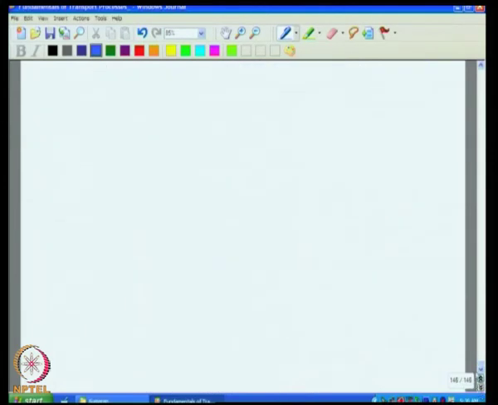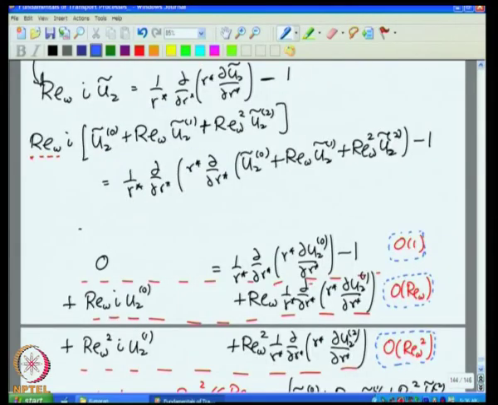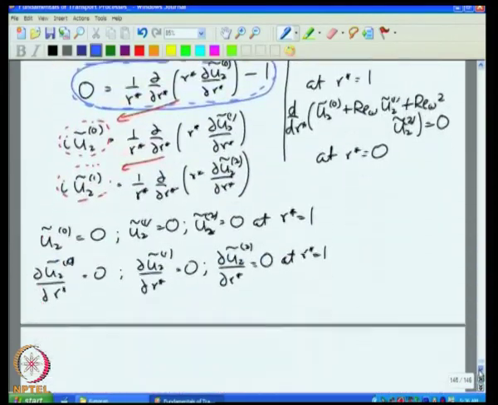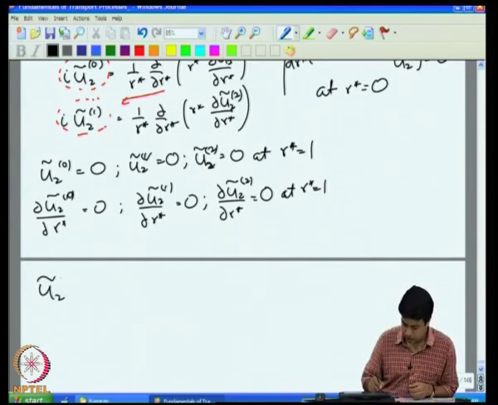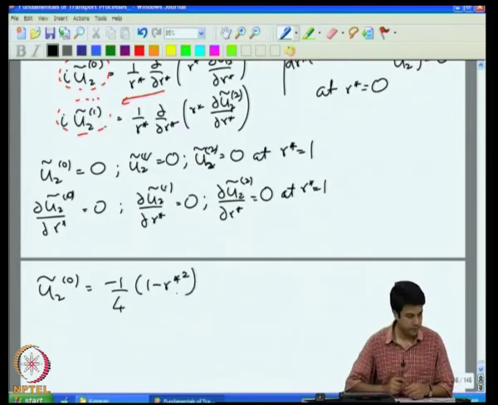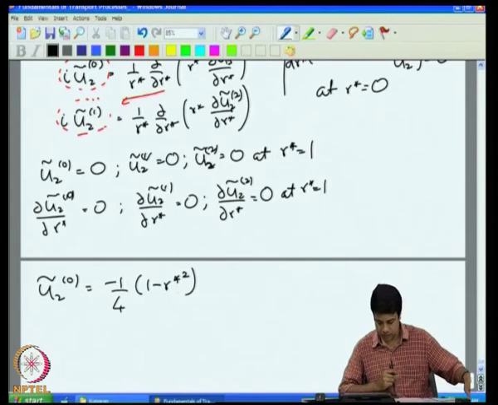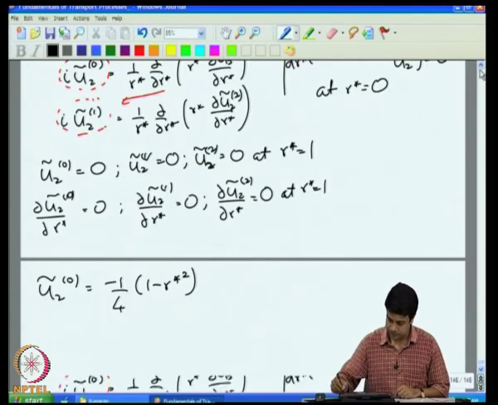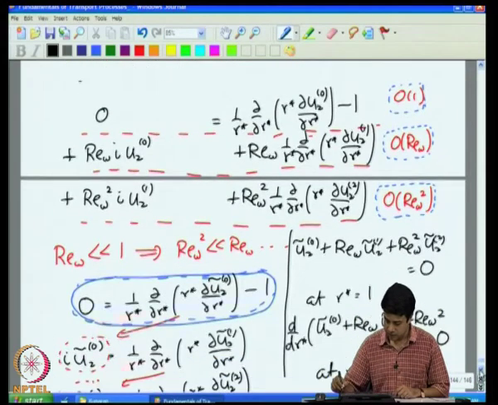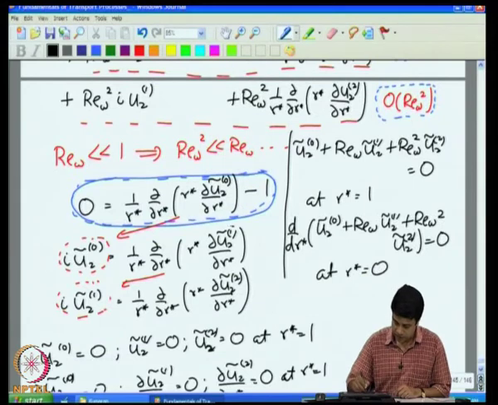And therefore, I can straight away write down the solution. The solution is u z tilde naught is equal to minus 1 by 4 times 1 minus r star square. So, that is the leading order solution for u z naught, and that gives me the steady velocity profile. For u z 1, this is the equation.